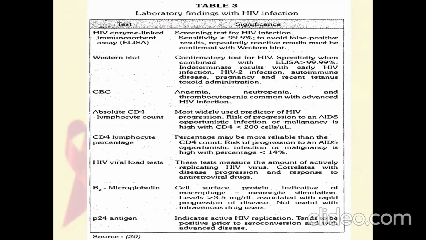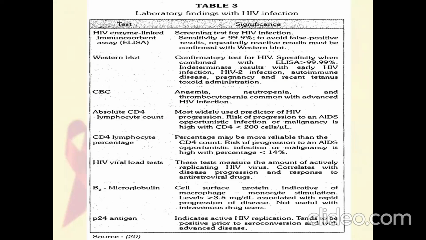So, in short, laboratory findings with HIV infection. First is ELISA, that is HIV enzyme-linked immunosorbent assay. Its significance is it is a screening test for HIV infection and its sensitivity is more than 99.9%. To avoid false positive results, repeatedly reactive results must be confirmed with Western blot.